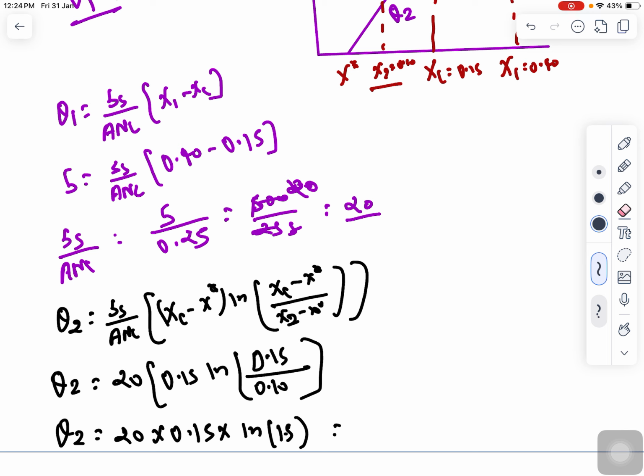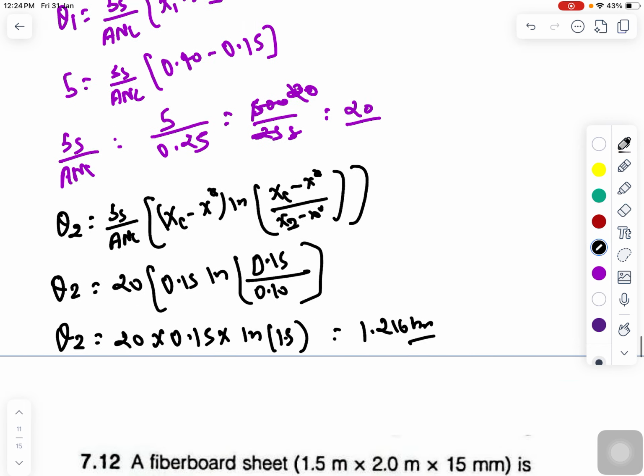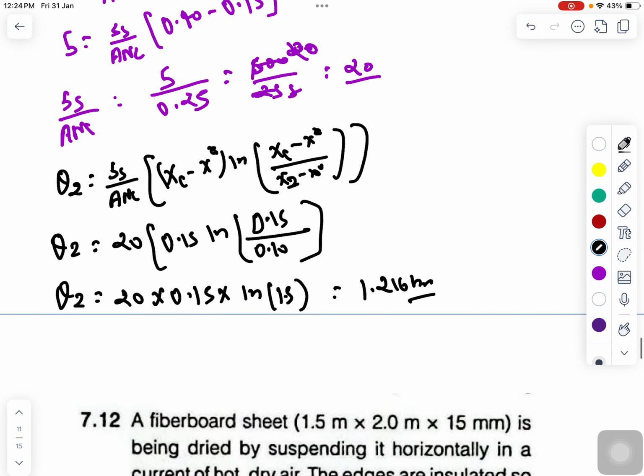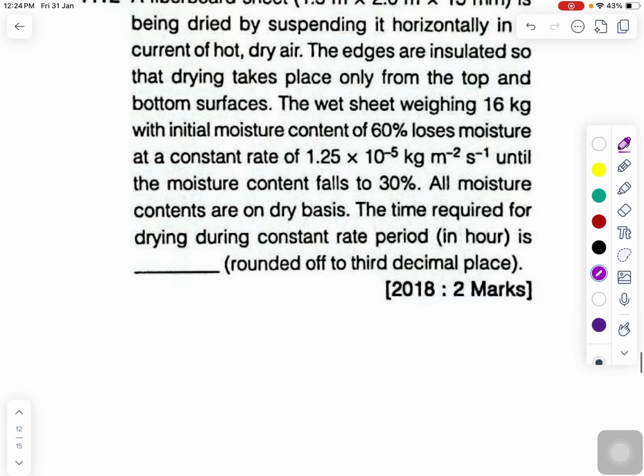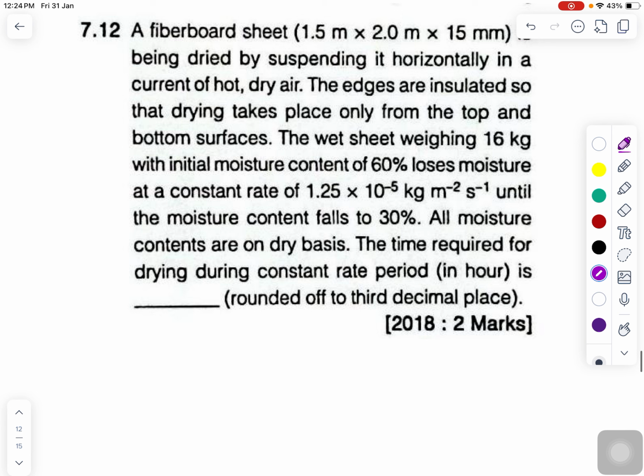So the value will be 1.216 hours. Is that clear? All of these questions can only be solved if you know this formula. So all of these questions are on the formula basis. You just need to understand what sorts of parameters you need to calculate here. Okay, so now moving towards the next problem.